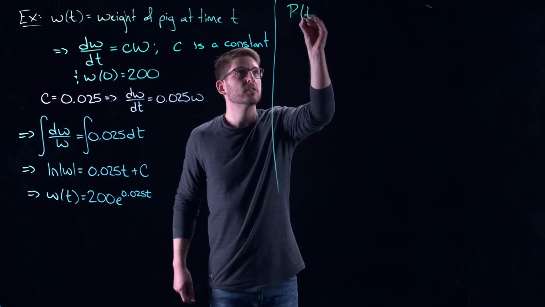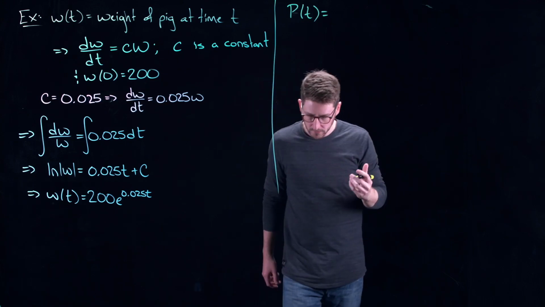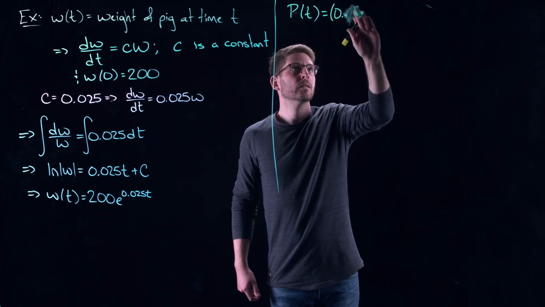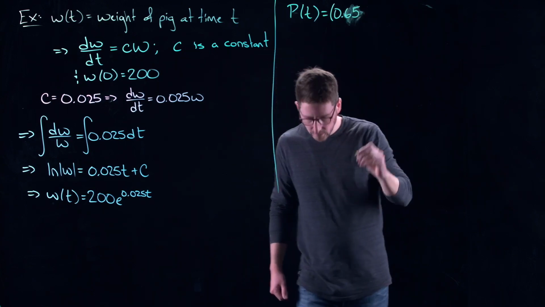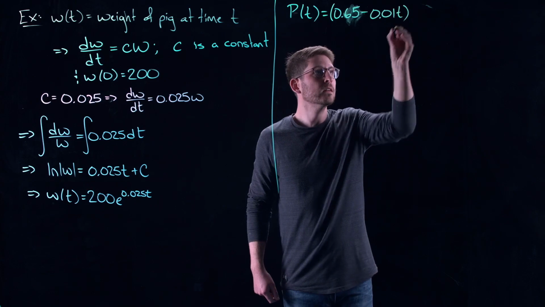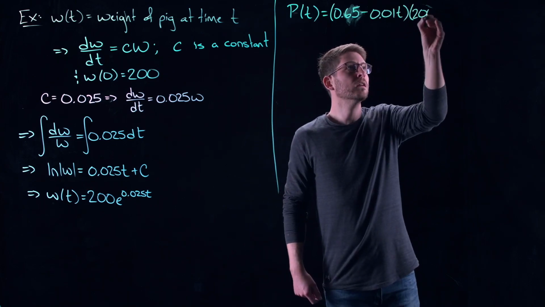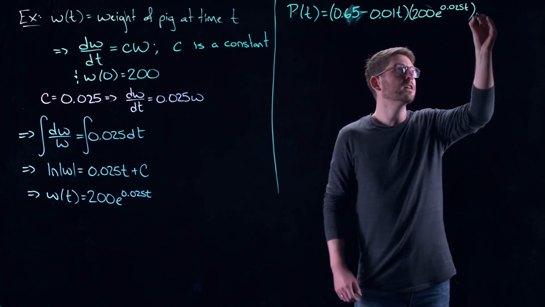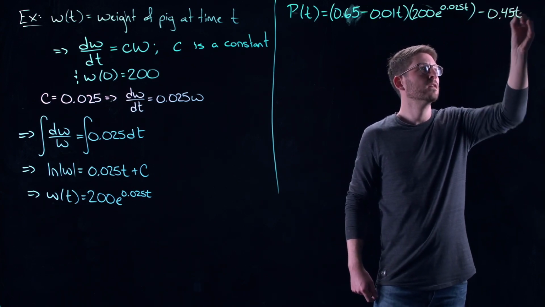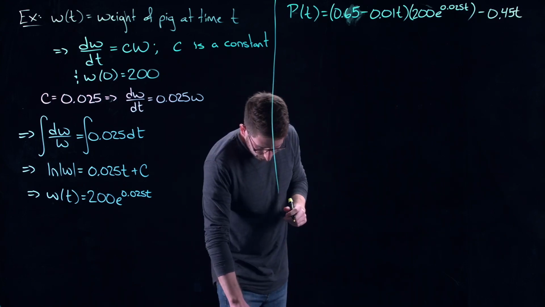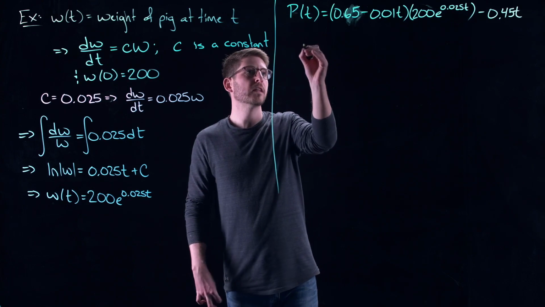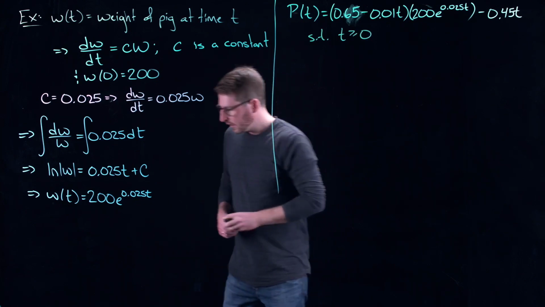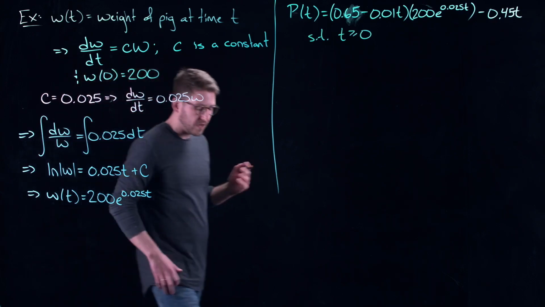So if I go all the way back and use the rest of the information that I had from that previous example, I get 0.65 minus 0.01t, and then 200 e to the 0.025t, and then minus the cost, which is 45 cents per day. Okay. And we also have to remind ourselves that we are, of course, doing this over a positive time scale. Okay, so the goal here, again, remember, is to maximize the profit.